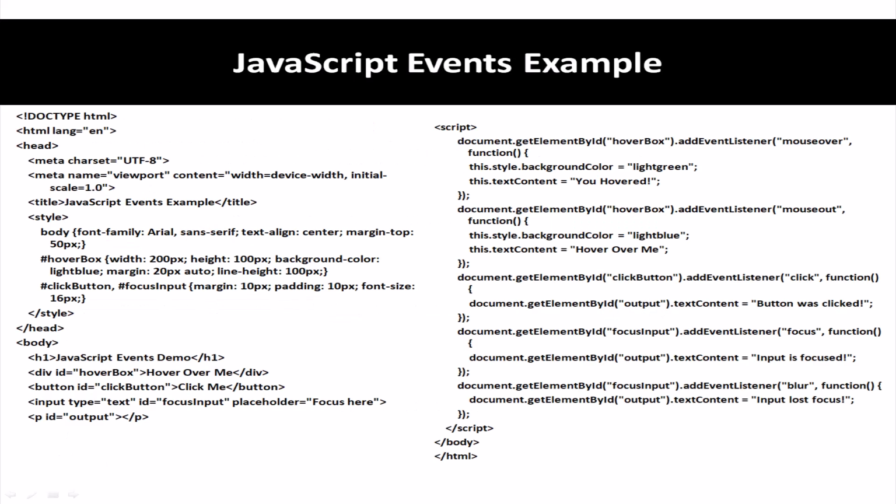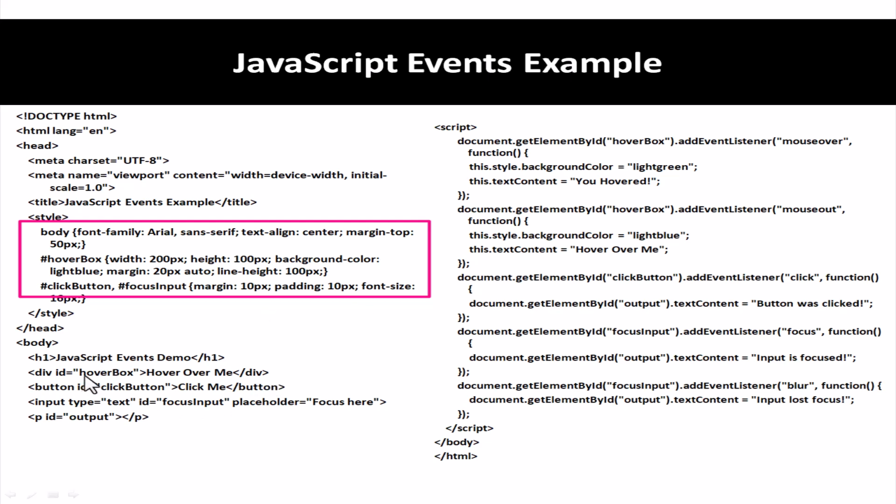So here we are having an example. Here we have used CSS code inside this one. Click button, hover. Whenever you place the cursor on the particular button, hover box and click button, it is going to change in color. Here we have mentioned light blue, margin 20 pixel and a line. Next, click button has focus, the margin, and font size is 10 pixel.